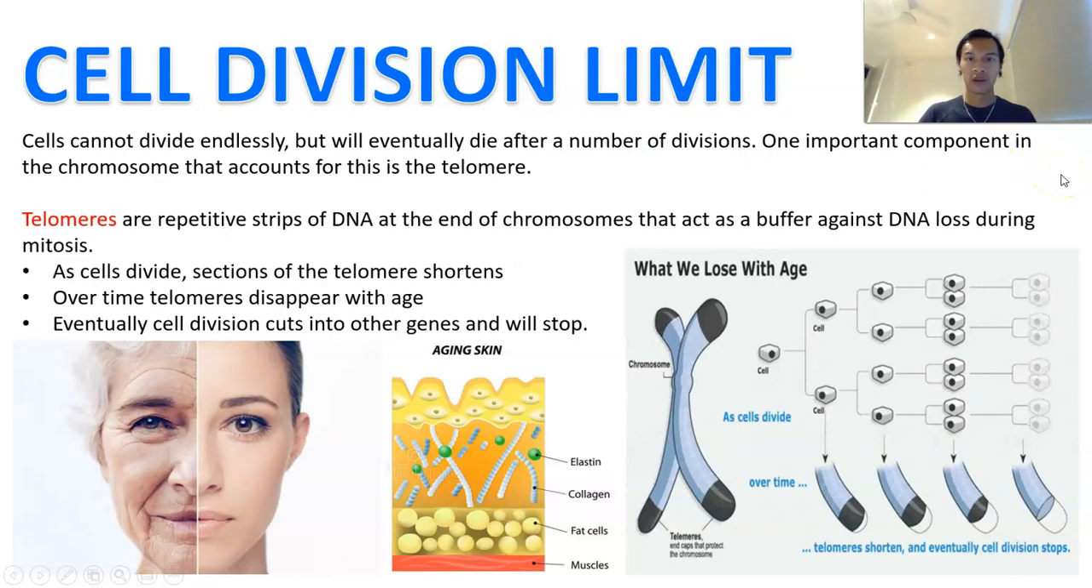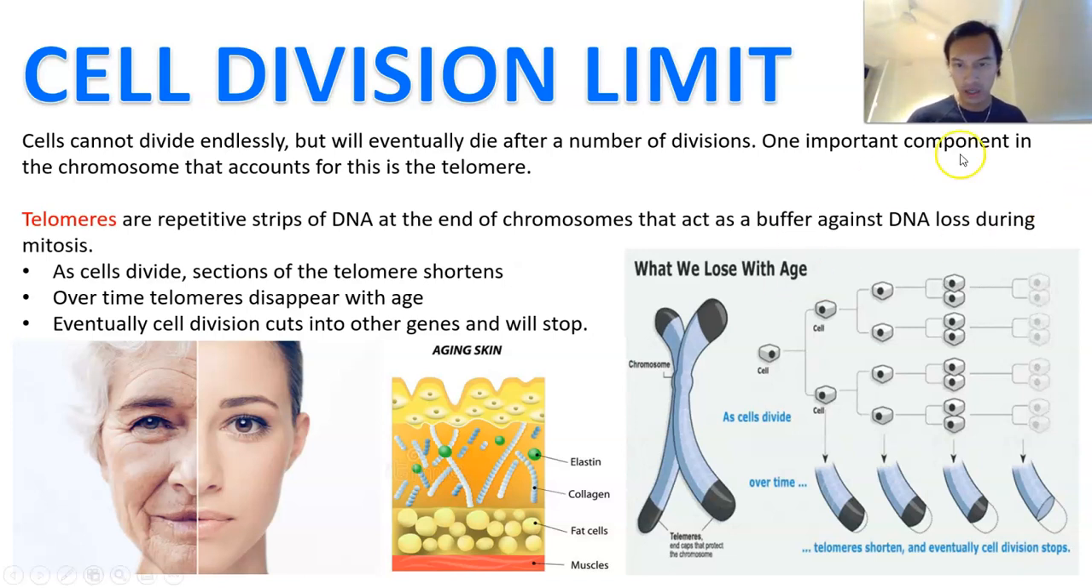Okay, on a slightly different note, when we look at cell division, it doesn't happen endlessly. There's a limit to when cell division occurs, right? Eventually, after a certain number of divisions, it starts to actually fail. In other words, your cells can't divide endlessly, but after a while, it actually slows down and it stops being able to divide and function as per normal, right? And scientists reckon that it's on account of these particular sections called telomeres. Telomeres are these repetitive strips of DNA that sit at the very end of the chromosomes. And what they do is they act as a buffer against DNA loss during mitosis, right?